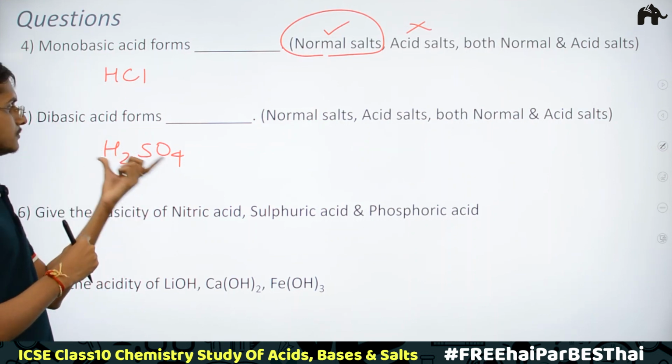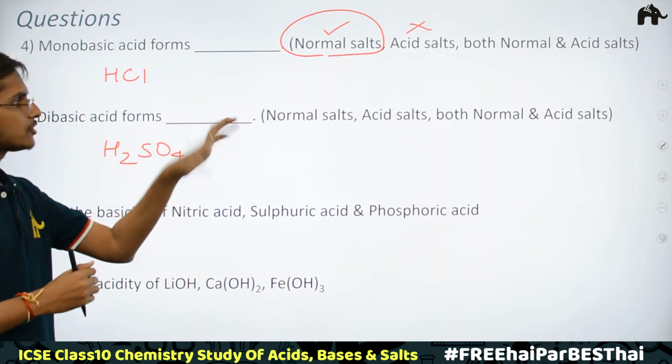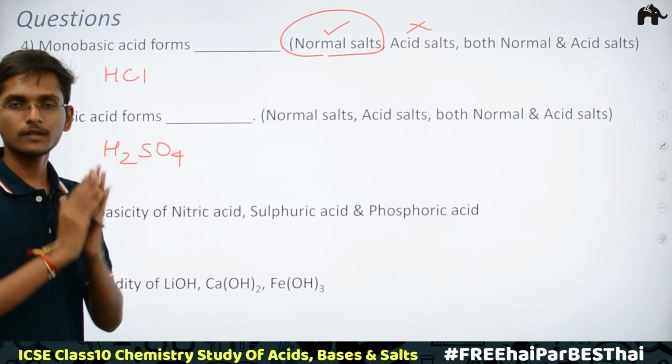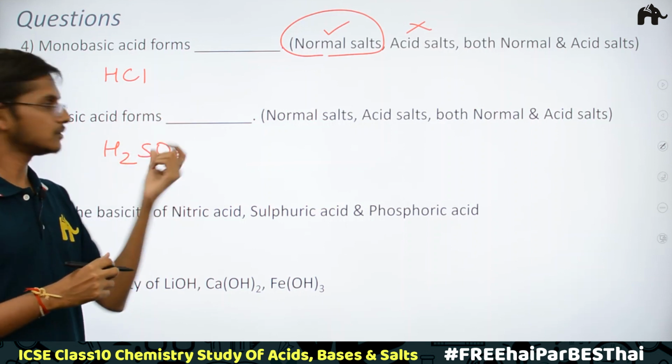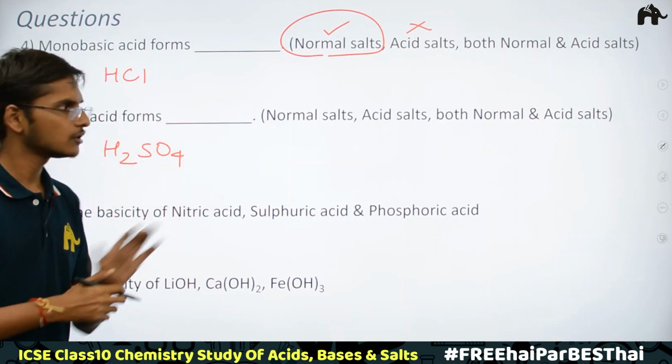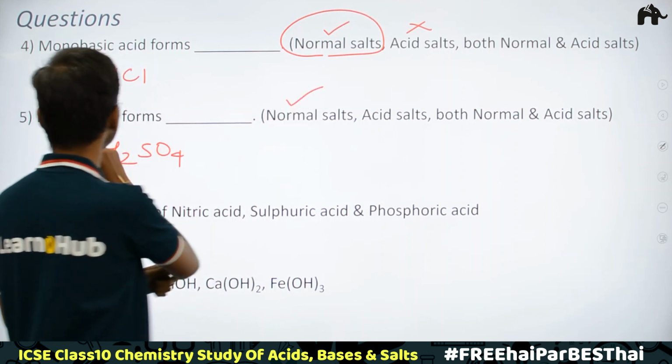Now H2SO4, this acid. Normal salts, we know, are formed by the complete replacement of ionizable hydrogen atoms. Yes, both of them can be replaced to form a salt, right? So normal salts can be formed by dibasic acids.